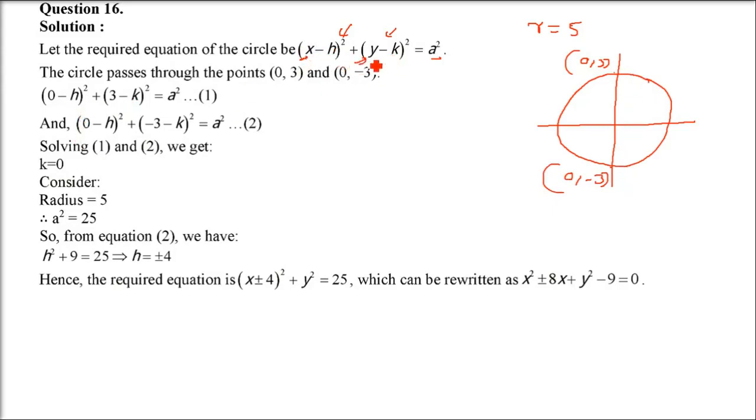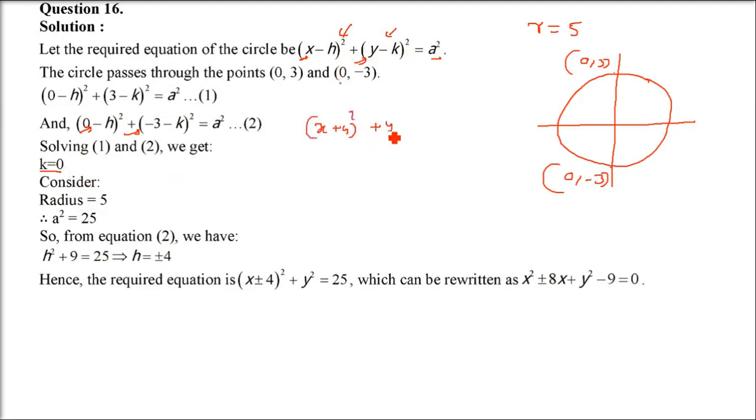A square will always be r square, that is 5 square, 25. One time you put h and k as 0 and 3, one time you put them as 0 and minus 3. When you solve both equations, you get k as 0, and putting it again in the equation, you will get h as plus minus 4. As I said, you won't get a k because k is 0.